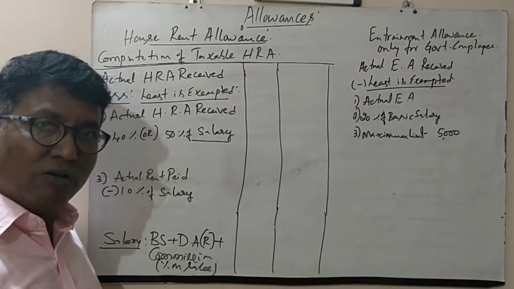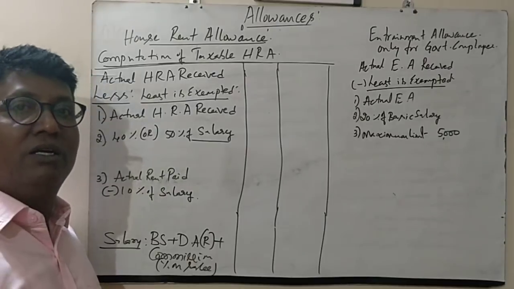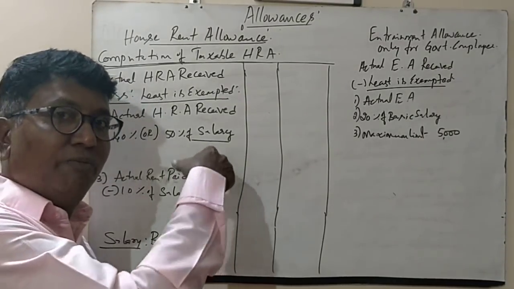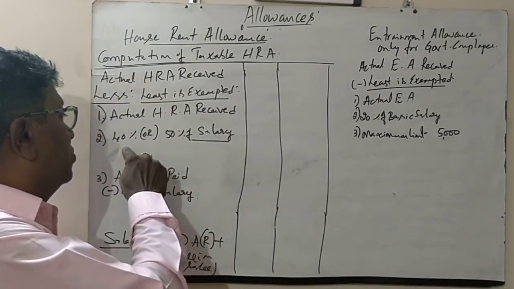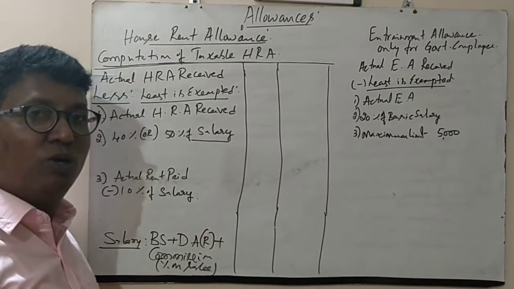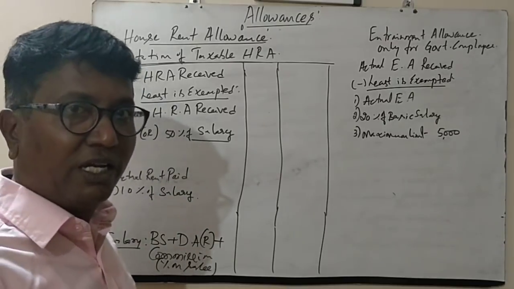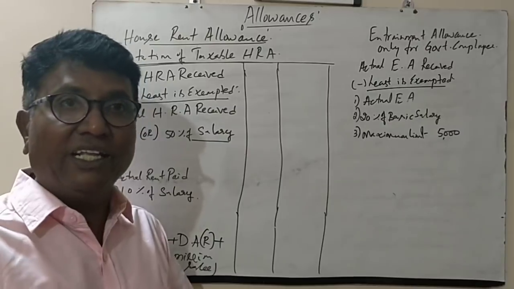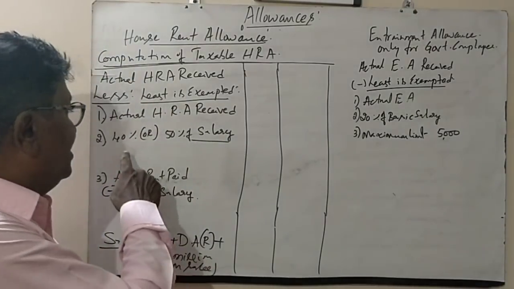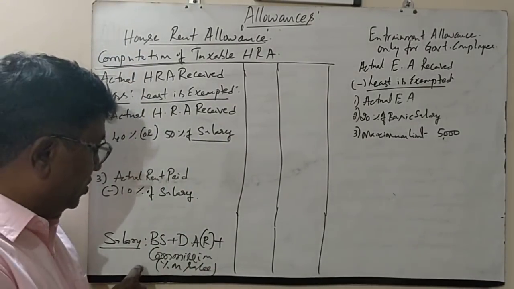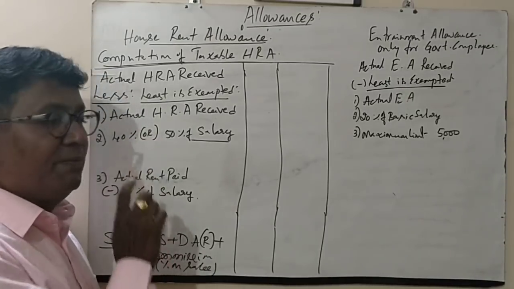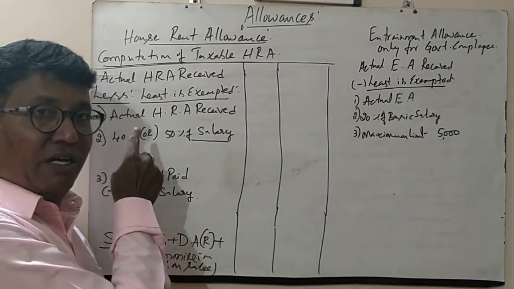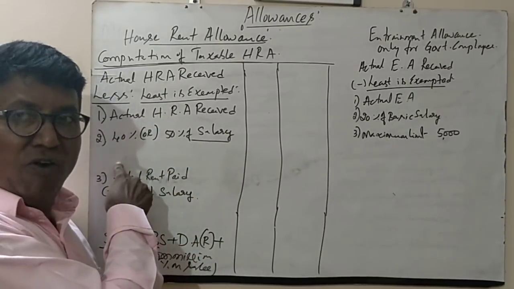If the employee is not staying in Bombay, Calcutta, Delhi, Madras, then we calculate 40%. Say for example Bangalore, Mysore, Pune, Kodaikanal, Hyderabad, or any other place, all these are 40% of salary. I hope you understood what salary is, when we apply 50%, and when we apply 40%.